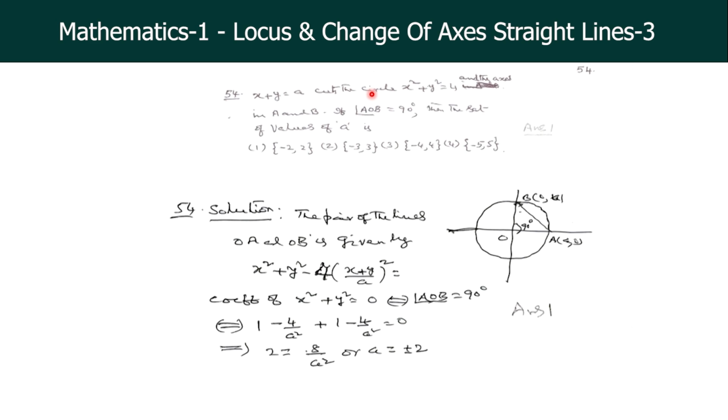Right. Next, 54. x plus y is equal to a cuts the circle x square plus y square is equal to 4 and the axes in A and B. If angle AOB is equal to 90 degrees, then the set of values of a, that means the line x plus y is equal to a cuts the axes in A and B, and a circle is drawn with origin and passing through A and B. Then the values of a are: 1, minus 2 comma 2; 2, minus 3 comma 3; 3, minus 4 comma 4; 4, minus 5 comma 5.